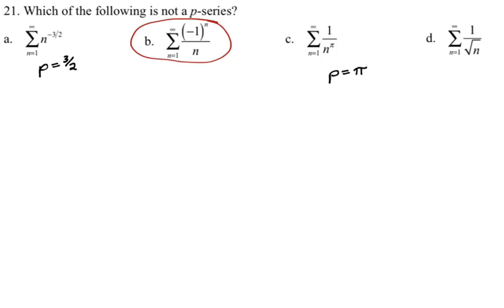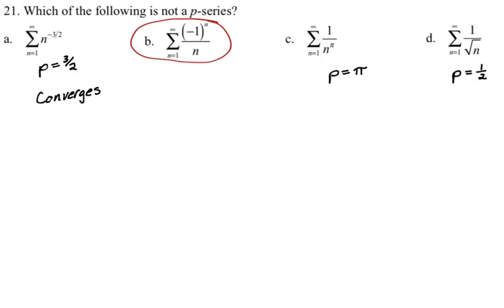Here p is equal to pi, which is a weird value of p, but still it's a constant. And then here p is equal to 1/2. So if p is greater than 1, it converges. If p is less than or equal to 1, it diverges. If p is equal to 1, you get the harmonic series, which is just a famous series. It's like the dividing line. So p greater than 1, converges.